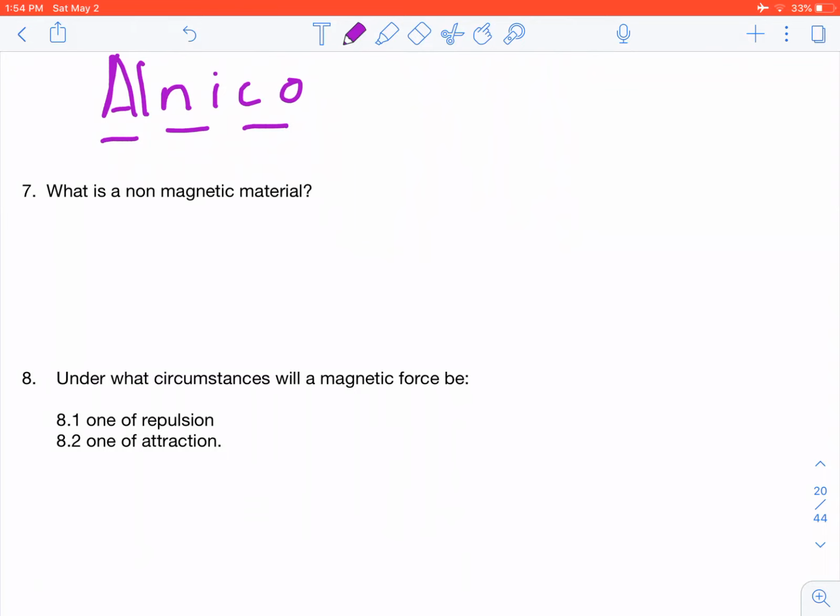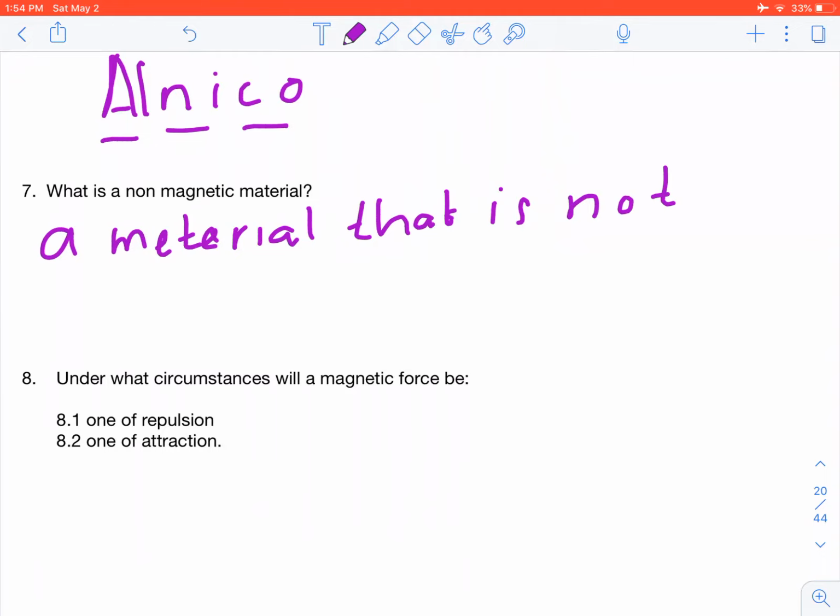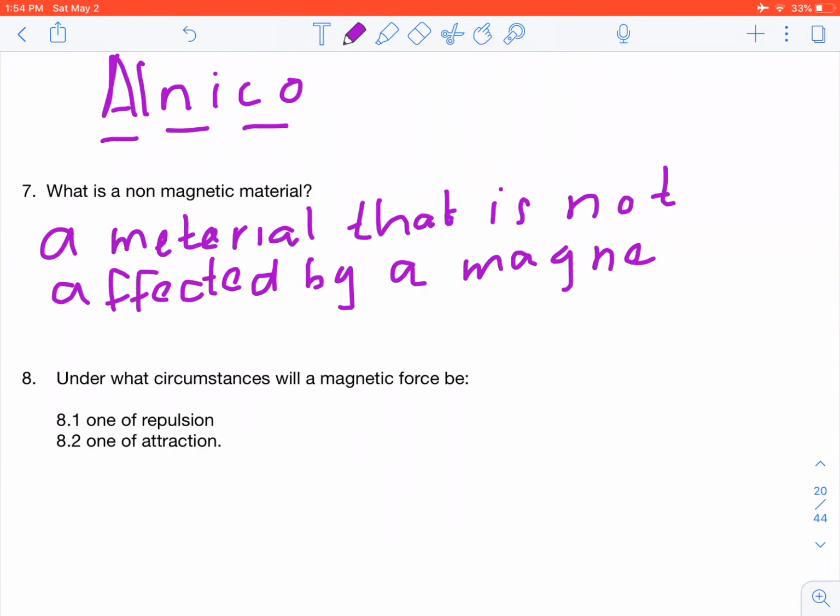What is a non-magnetic material? It's a material that is not affected by a magnetic field.